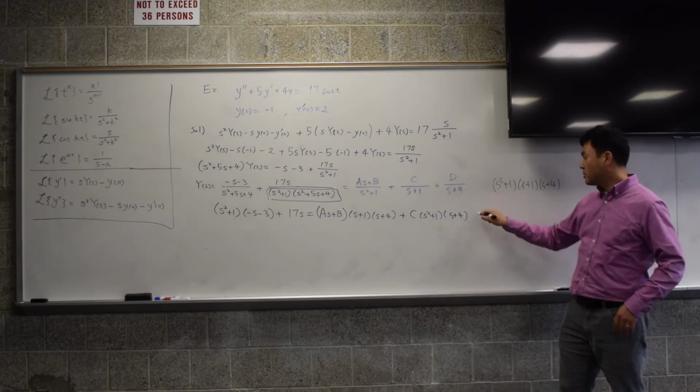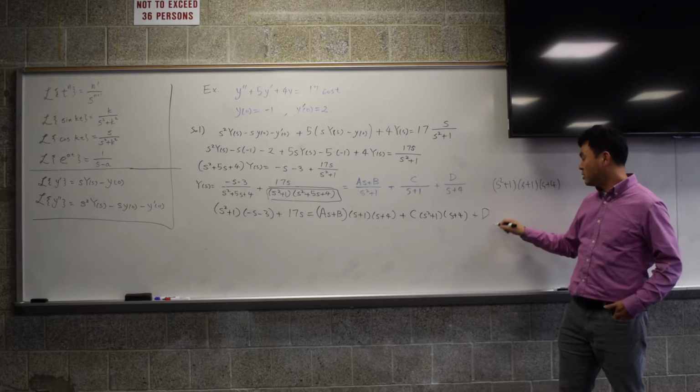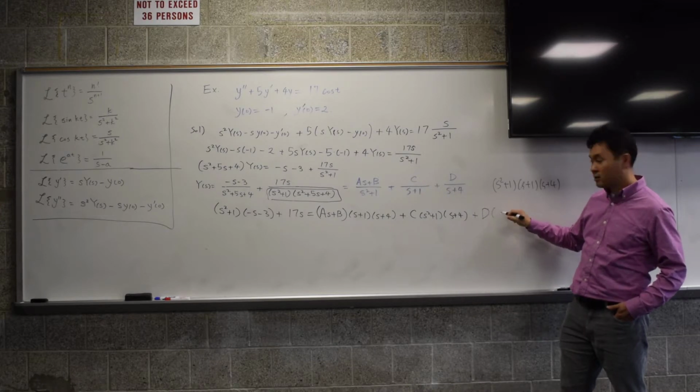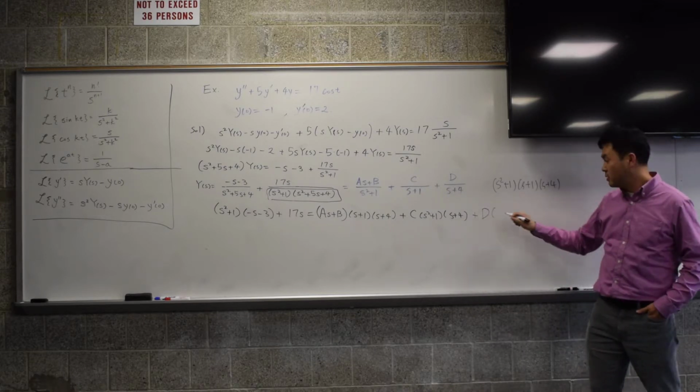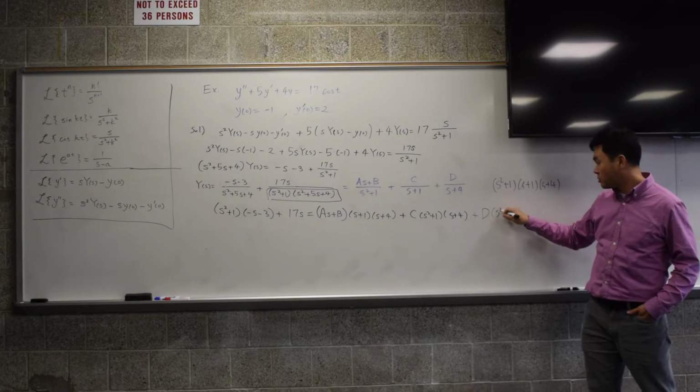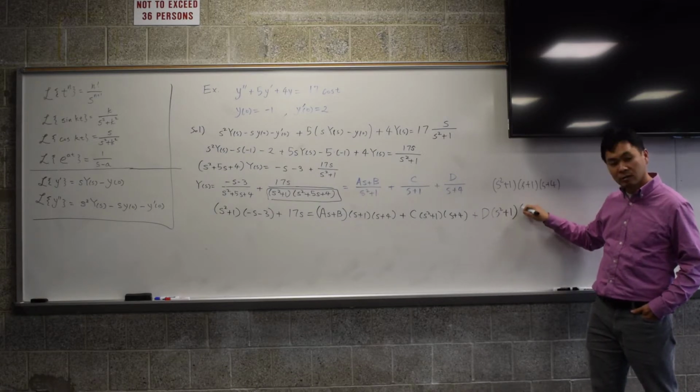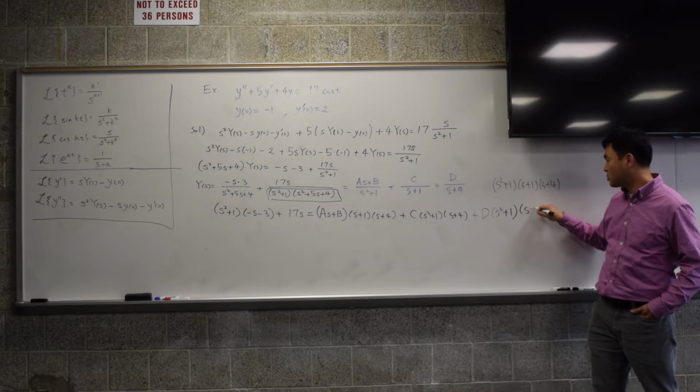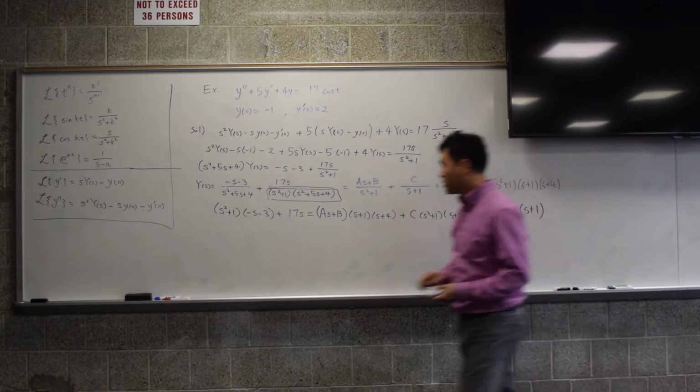Okay. And then again, for d, it will be what? Can you tell me what you get? s squared plus 1, s plus 1. Yes. That's what you're going to get.